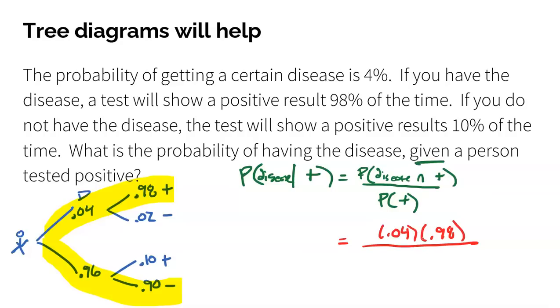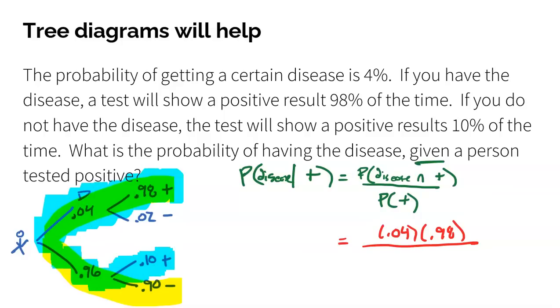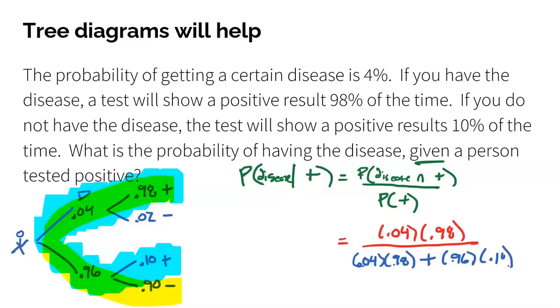Now the denominator is a little bit trickier because I have to find the probability of a positive result. Well, there are two branches that lead to a positive result. This branch and this branch. Now they can't happen at the same time, so they're two separate branches. So I have to put both of them separately in the denominator. I could have the disease and test positive. That's one way of getting a positive result. Or I could not have the disease and still have that 10% chance of testing positive. Both of those branches lead to a positive result, and the denominator doesn't have a condition attached to it. The denominator just says you need a positive result. And again, there are two different ways that can happen.